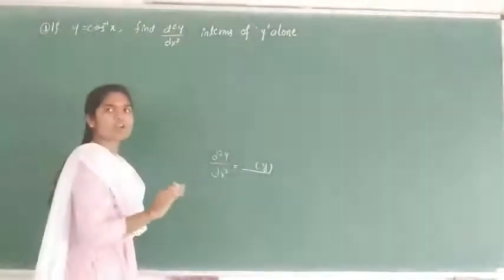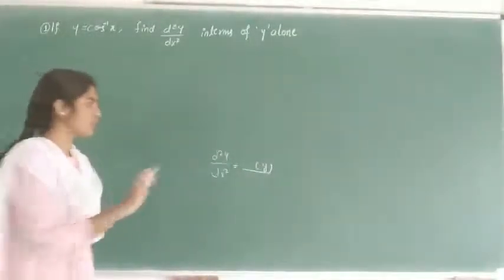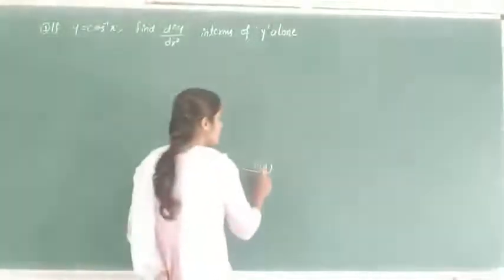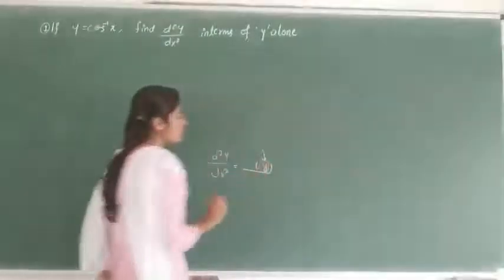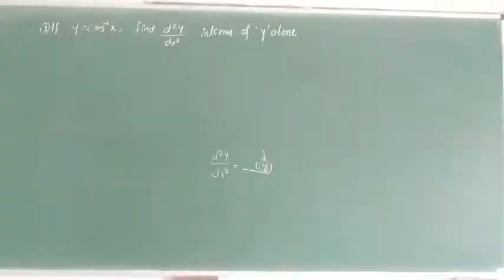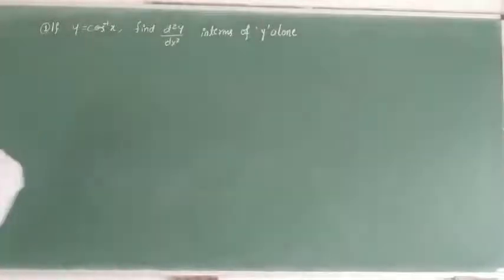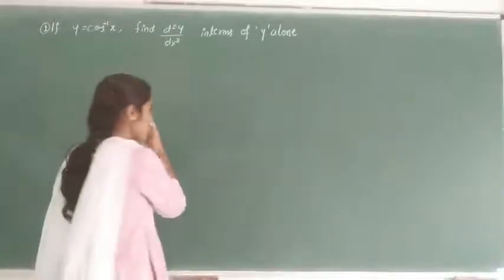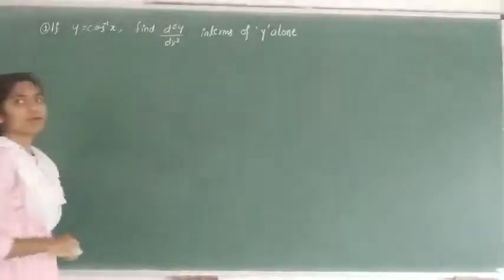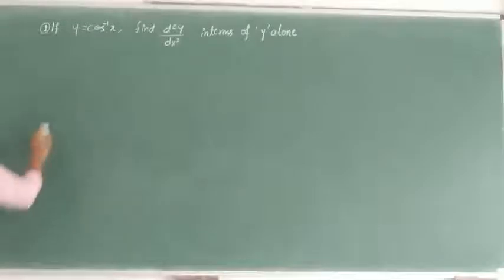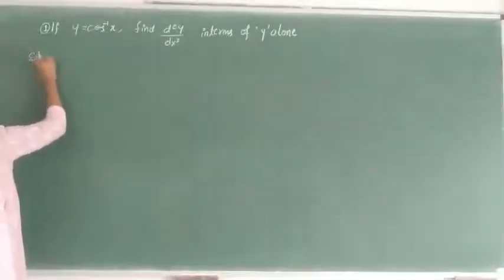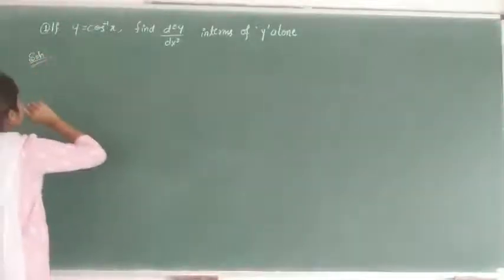Okay, there should not be any x terms. There should be only y terms. So let's see how we can solve d square y by dx square with the given y equal to cos inverse x. What is the derivative of cos inverse x? That is minus 1 divided by square root of 1 minus x square. So let's see the solution of this given equation.